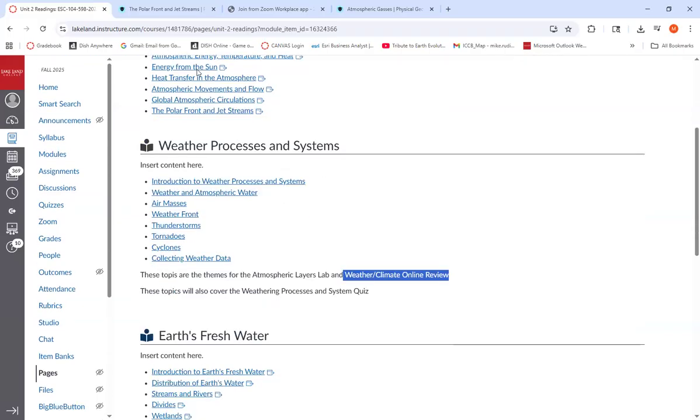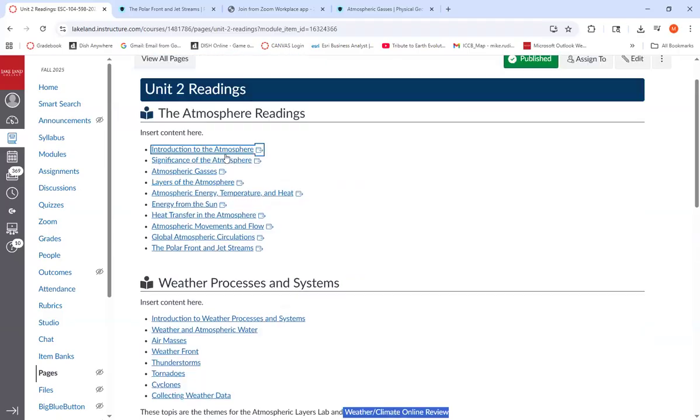So I clearly tell you these readings are associated with the atmospheric layers lab, the weather and climate online review, and then there's a quiz over these sections of readings as well. So I'm going to go ahead and stop that share, and I'm going to end this call so I can keep it fairly short. But that was just a brief overview of the first set of readings on the atmosphere.